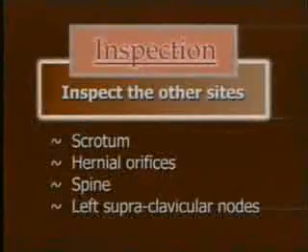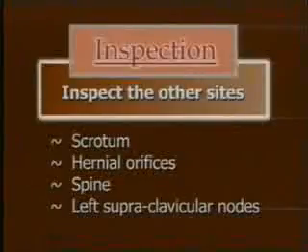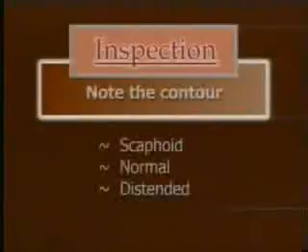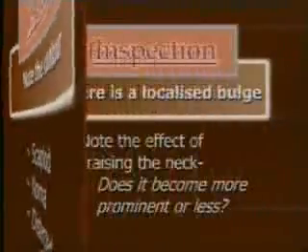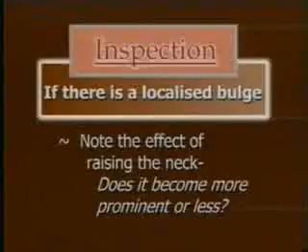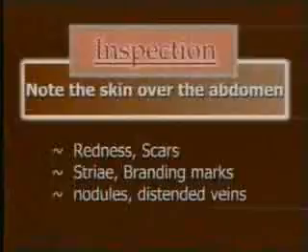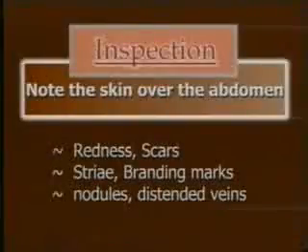This completes the inspection. Remember to inspect the 4 sites out of the abdomen: scrotum, hernial orifices, spine, and the left supraclavicular lymph nodes. To revise, on inspection, note the contour of the abdomen, whether scaphoid, normal or distended. Look for a localized bulge, and if localized bulge is seen, note the effect of raising the neck. Inspect the skin for redness, scars, striae, branding marks and dilated veins.